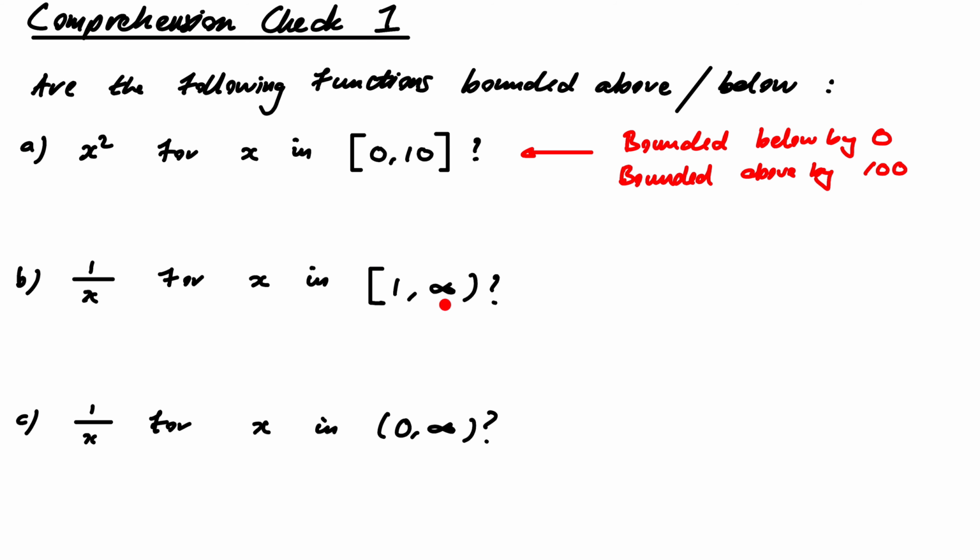Now, it can be as small as you want and positive, but it's never going to hit 0 because the numerator is always 1. So in this case, what do we have? This is bounded above by 1, because you start at 1 and then get smaller, and it's bounded below by 0.